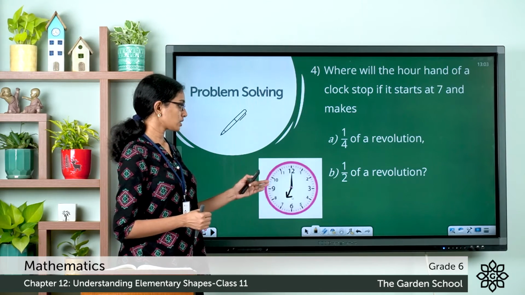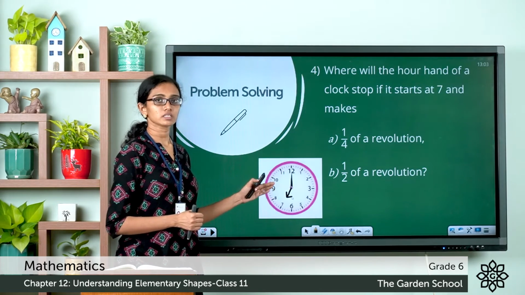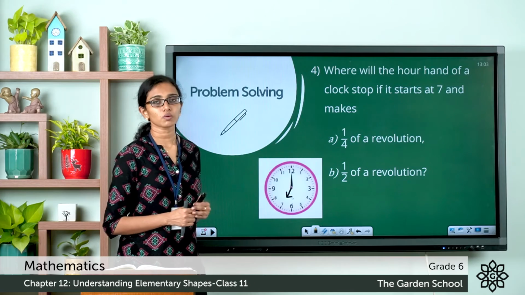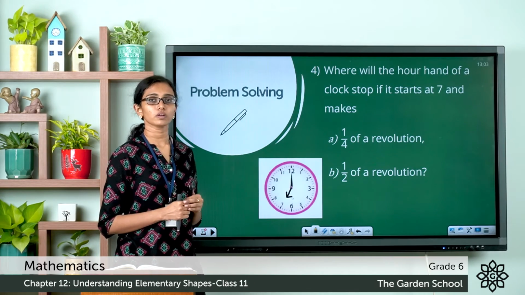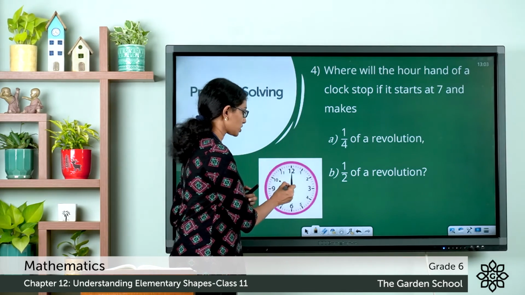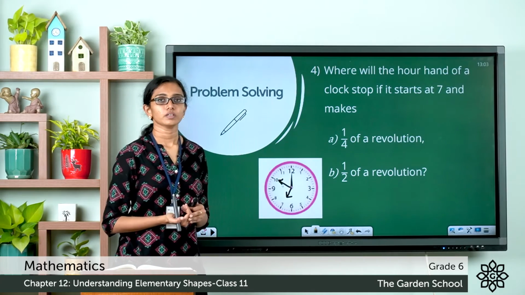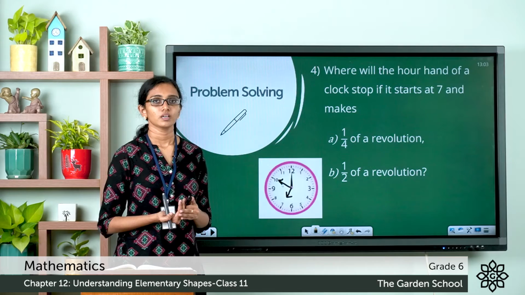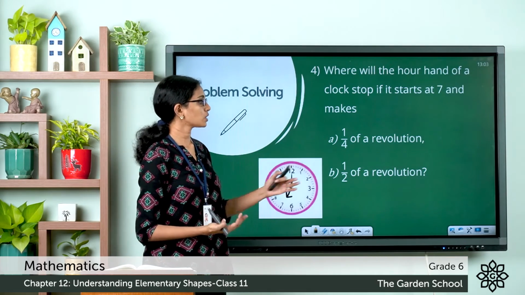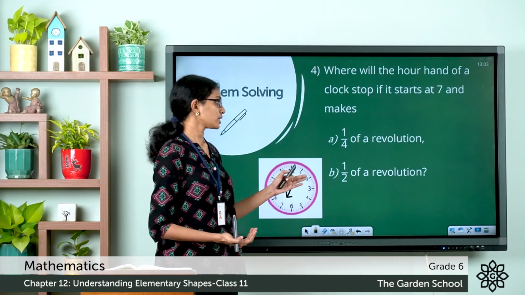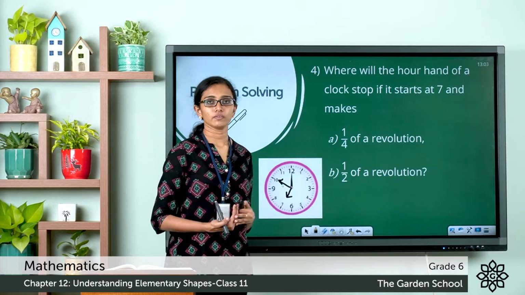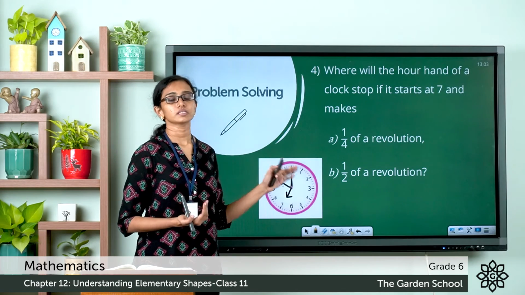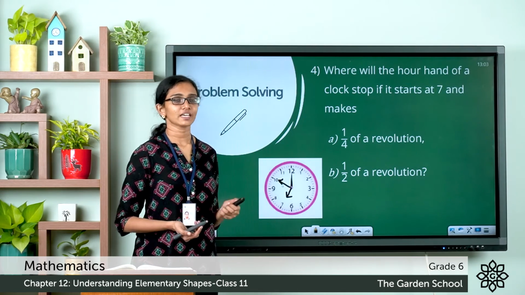So that means when the hour hand starts from 7 and moves through a quarter turn or a 1 by 4 revolution, it will reach 10. The hour hand will be pointing to 10 and the time will be 10 o'clock. So I hope it is clear to you. Now find out where the hour hand will be when it turns through half of a revolution starting from 7. Hope this is clear to you.